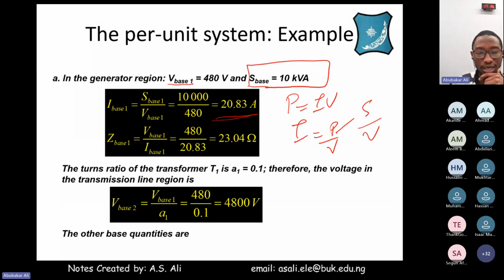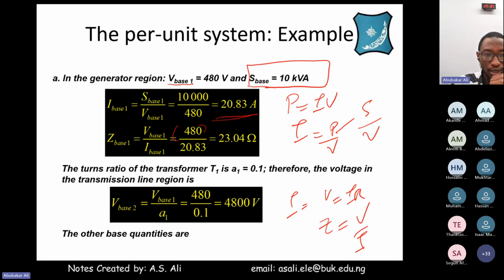So we know in the first region, the I base is 20.83 amps per unit. Z base, using Ohm's law, right? So you can say V equals IR, so that means impedance is V over I, right? So using Ohm's law, what do you have? You know your V base is 480, and you've already obtained I base, so this gives you an impedance of 23.04 ohms.